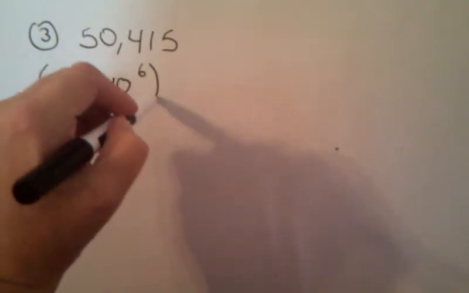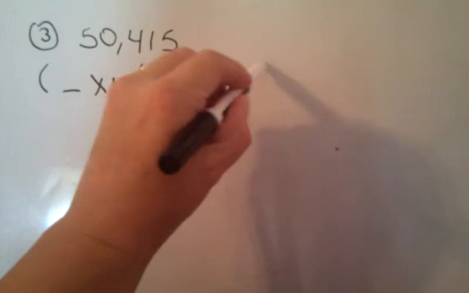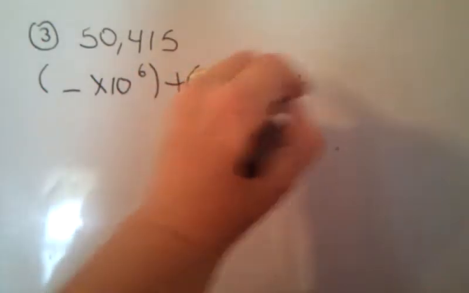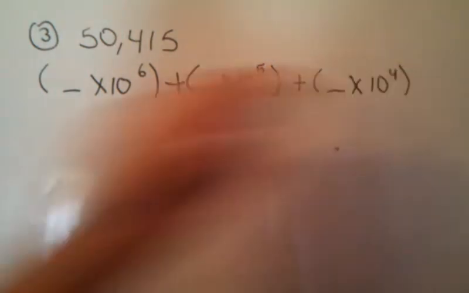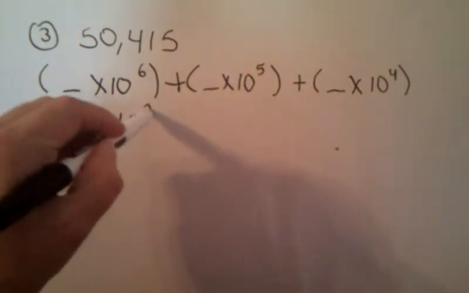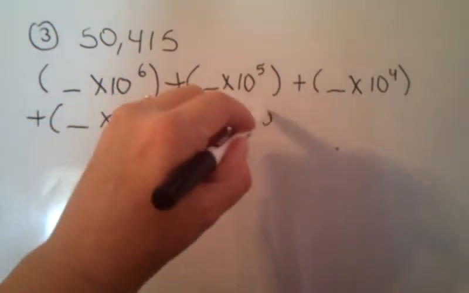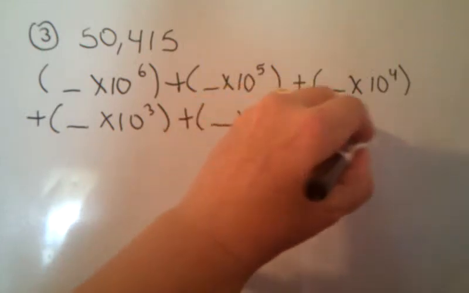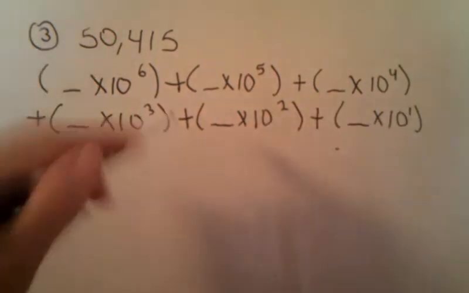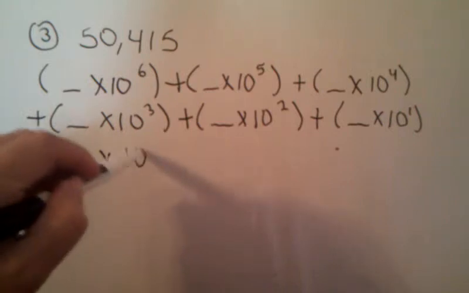Alright, we're going to start with number 3. Number 1 is matching those numbers, and I'm going to let you do that. Number 3 gives me this number, 50,415, and this is what it has. It has parentheses: something times 10 to the 6th power, plus something times 10 to the 5th power, plus something times 10 to the 4th power, plus something times 10 to the 3rd power, plus something times 10 to the 2nd power, plus something times 10 to the 1st power, plus something times 10 to the 0 power.